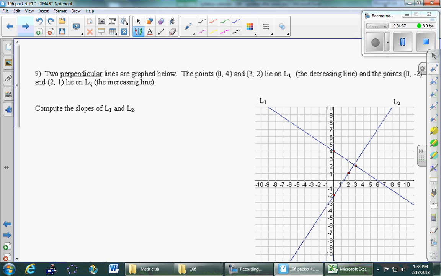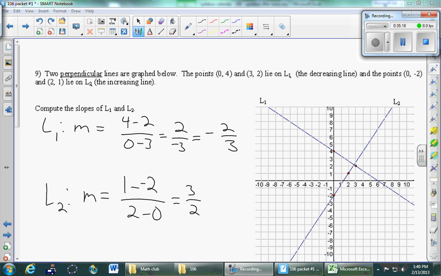Two perpendicular lines are graphed below. Points (0, 4) lie on L1. Okay, so I know that the axes on your photocopy are not quite as dark as they are up here. But I've given you 4 points, right? See the dots on your graph? And I've given you the coordinates of those points. So the first thing I want you guys to do is find the slopes of each of the 2 lines. So use those coordinates. You don't even need to see the picture, but use the coordinates from the sentence. Find 2 different slopes.